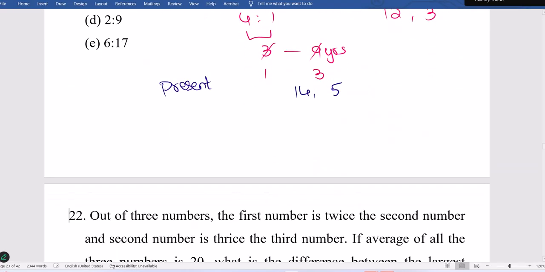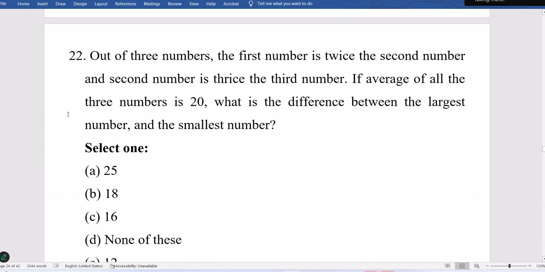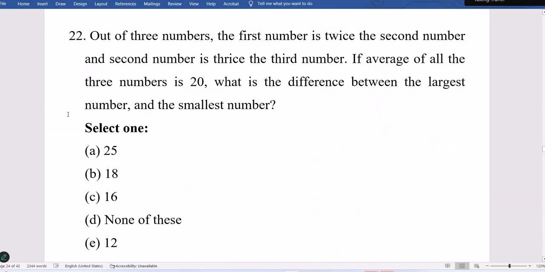Now see the 22nd. Out of three numbers, the first number is twice the second number and the second is thrice the third number. The average of all three numbers is 20. What is the difference between the largest and smallest number?